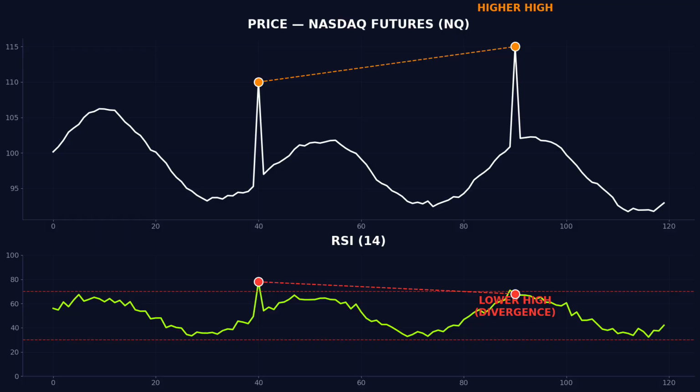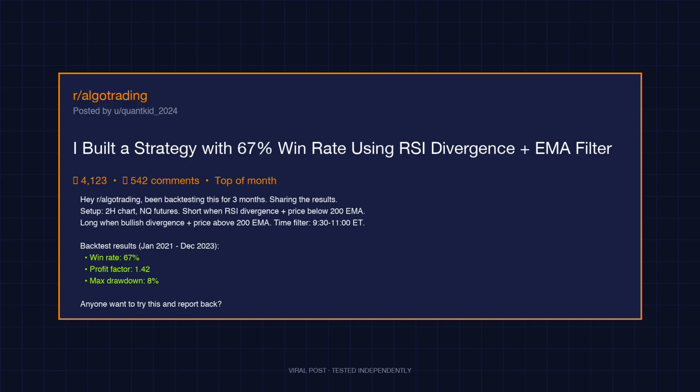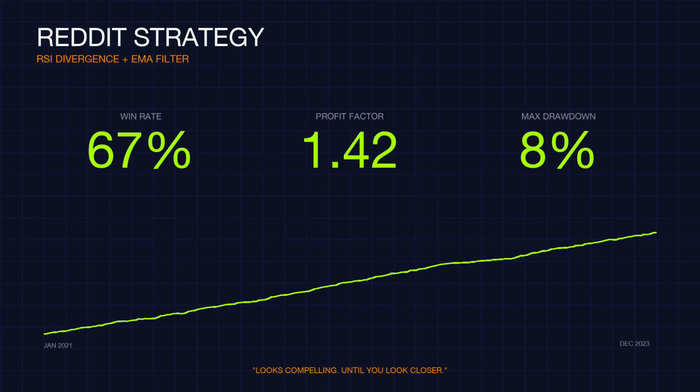The strategy is simple. When price makes a higher high, but RSI makes a lower high, that's bearish divergence. Sell. Combined with an EMA filter. Only short if price is below the 200 EMA. Only long if above. The Reddit user shared a backtest. 3 years on NASDAQ futures. 67% win rate. Profit factor 1.42. Maximum drawdown only 8%. It looks compelling.